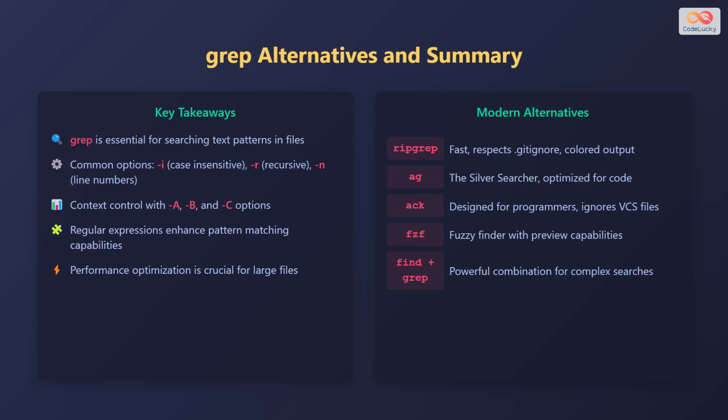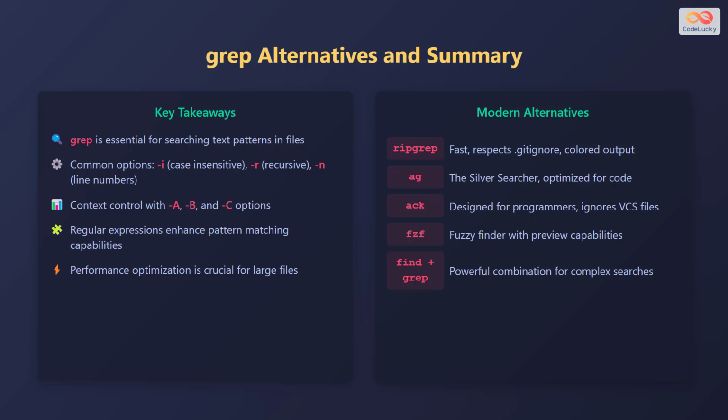Regular expressions greatly enhance pattern matching capabilities. And optimizing grep's performance is crucial when working with large files. While grep is powerful, there are modern alternatives to consider. Ripgrep is known for its speed and respects .gitignore files.